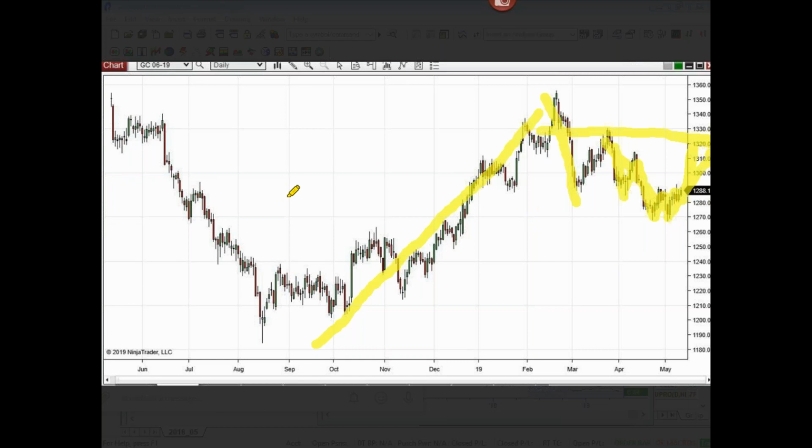Weekly is in a wedge that is just tightening, but it's not extremely tight yet. It can still get even tighter.